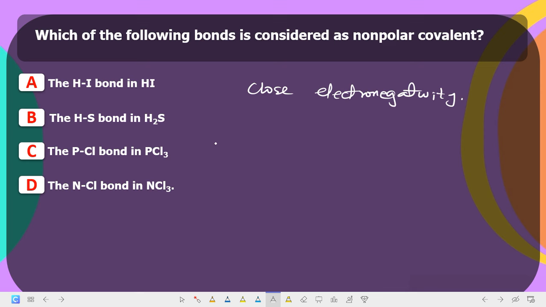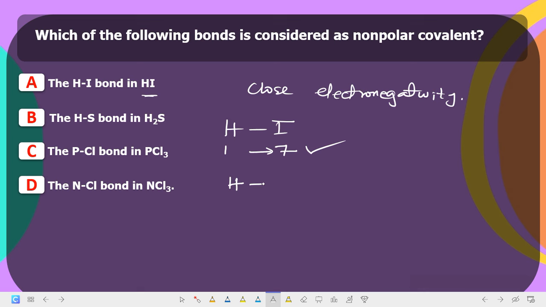Now let us examine them one after the other, taking HI. Now, hydrogen is in what group in the periodic table? Group 1, and this one is what? 7. So if this is a covalent bond, we can say that this one is what? Is polar. Are you getting it? If this is covalent bond, we can say this is what? Polar.